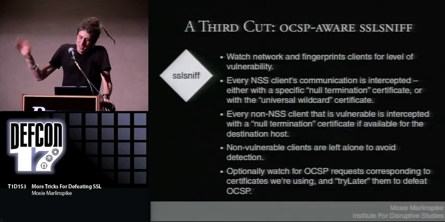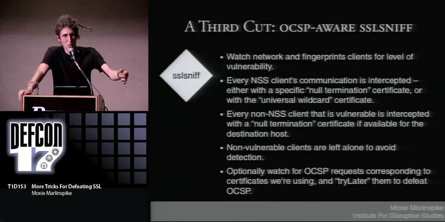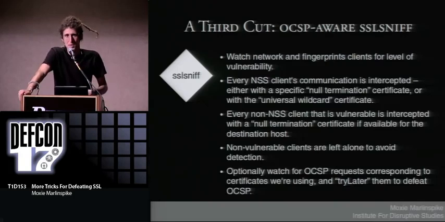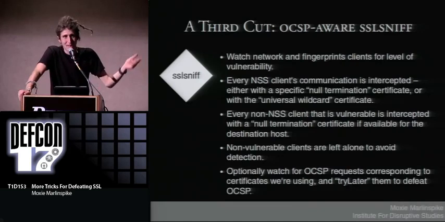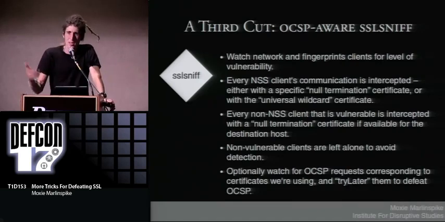So now, okay, the third cut, we have an OCSP-aware SSL sniff. We do everything that we did before, and now if we see an OCSP request for any of the URLs that are embedded in the forged certificates that we're using, we man-in-the-middle that and send back 3. And yeah, so even if the certificates get revoked, no one will ever know.